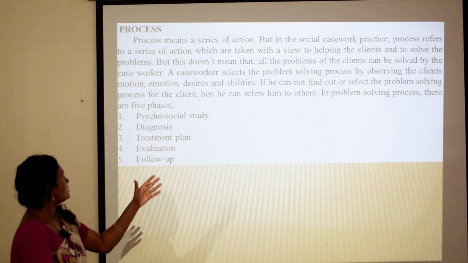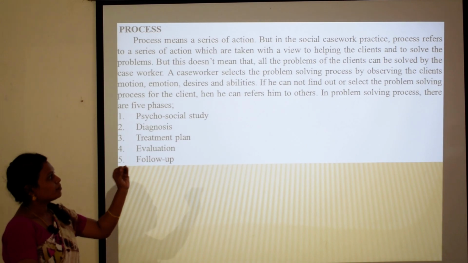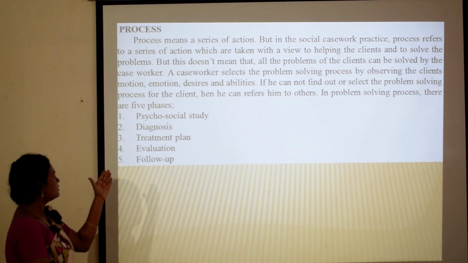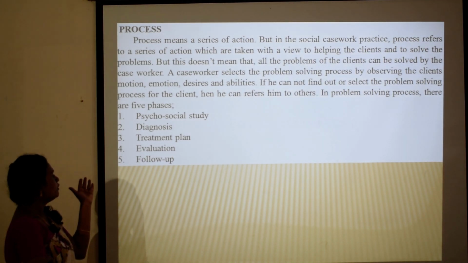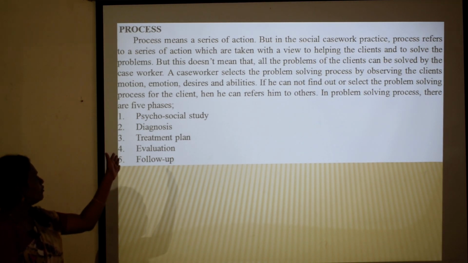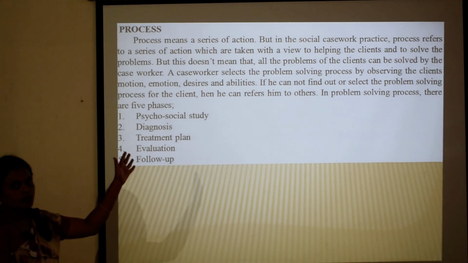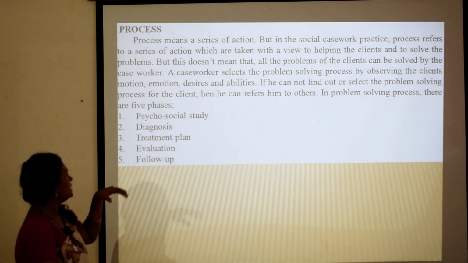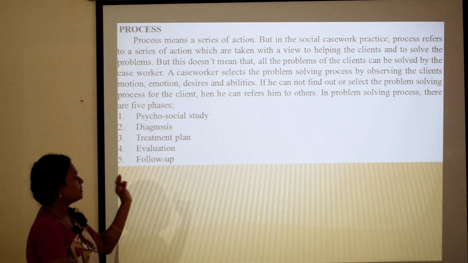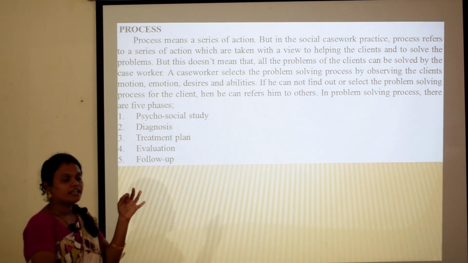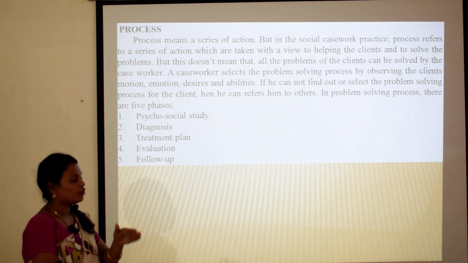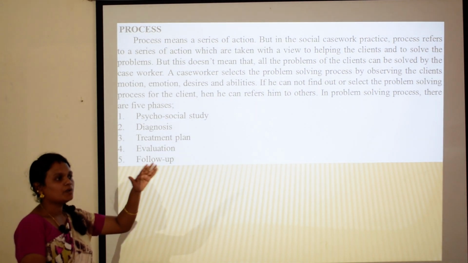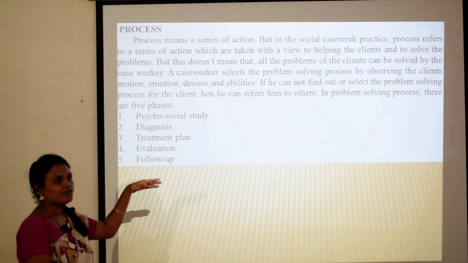In the problem-solving process, there are 5 phases: psychosocial study, diagnosis, treatment plan, evaluation and follow up. The caseworker will follow these phases to deal with the problem of the client. First he will study the client, then he will diagnose the client, then make a treatment plan and act according to it. After planning, he will do an evaluation and then follow up the client.